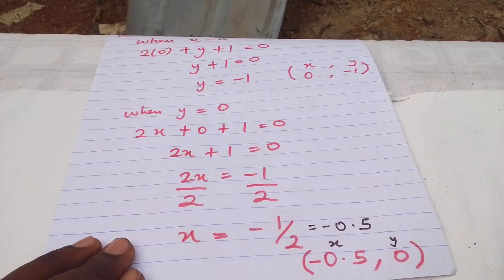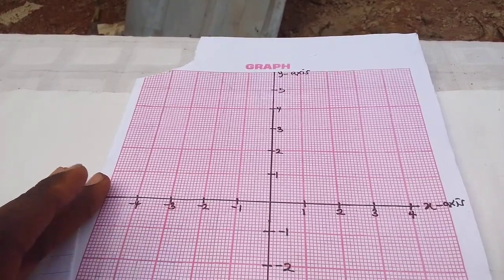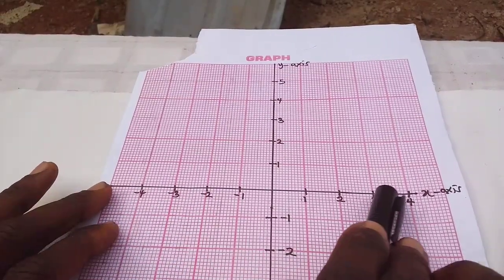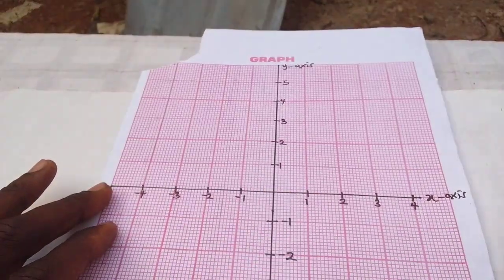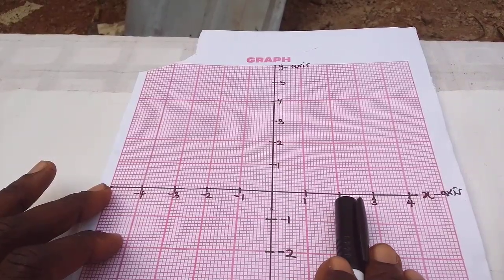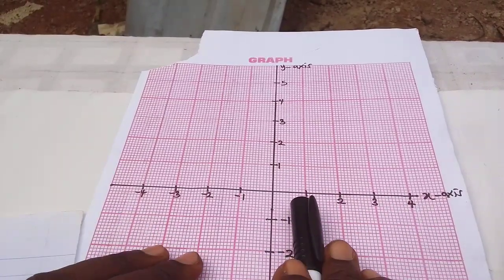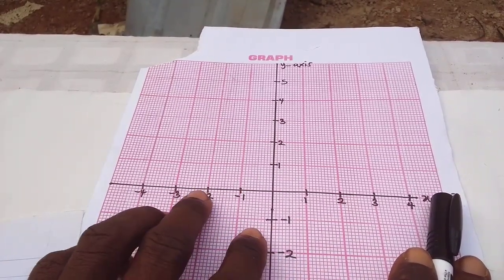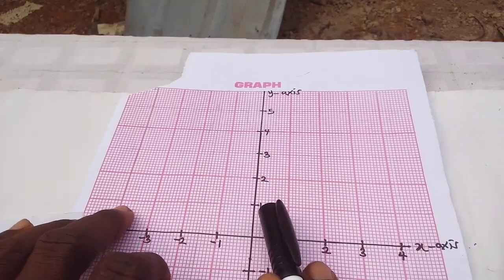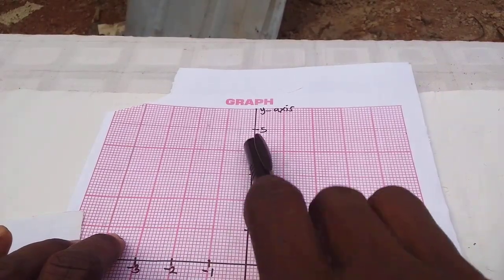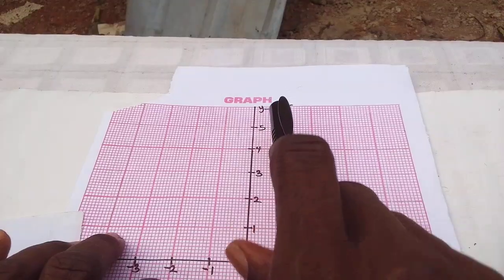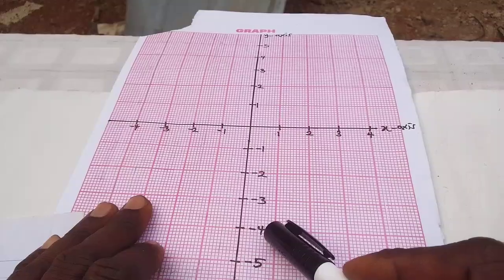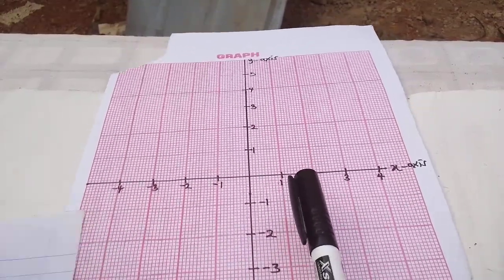Now you are going to plot these on the Cartesian plane. You draw your x-axis and your y-axis. This is the positive side of the x-axis, 1, 2, 3, 4, and the negative side, minus 1, minus 2, minus 3, minus 4. This is the positive side of the y-axis, 1, 2, 3, 4, 5, and the negative side, minus 1 to minus 5.